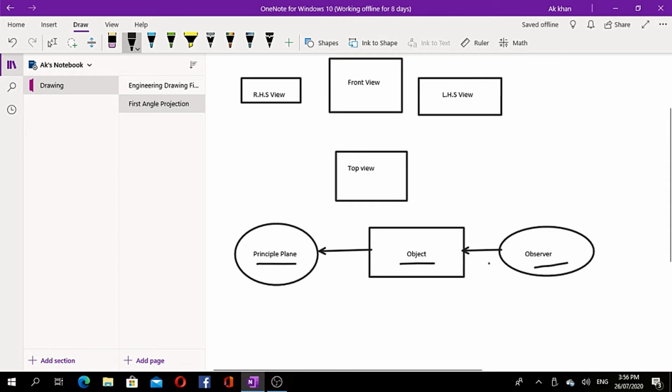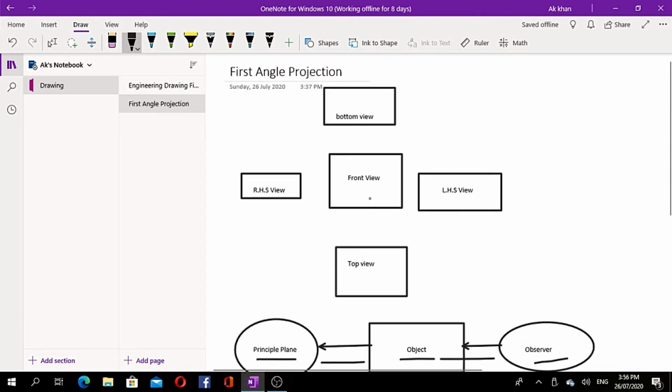The observer is seeing the object from this side, and the principal plane is this, and the object is in the middle of that plane. Now, when we talk about the views of an object, there are principal 6 views of every object, that is front view, top view, left hand side view, right hand side view, back view, and bottom view. So here in this case we could not draw the back view.